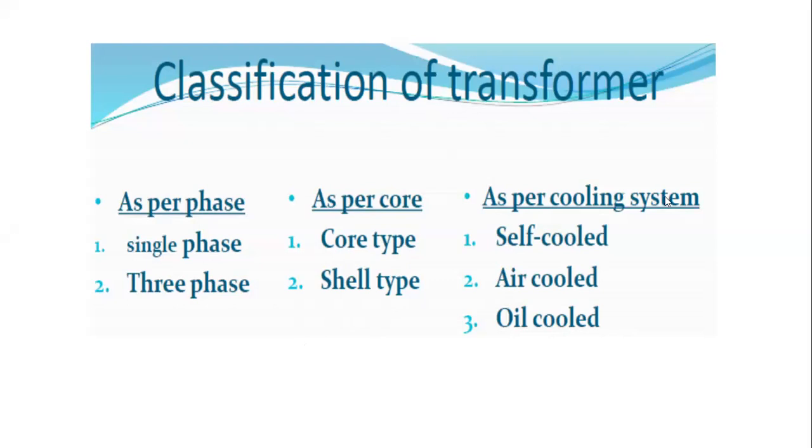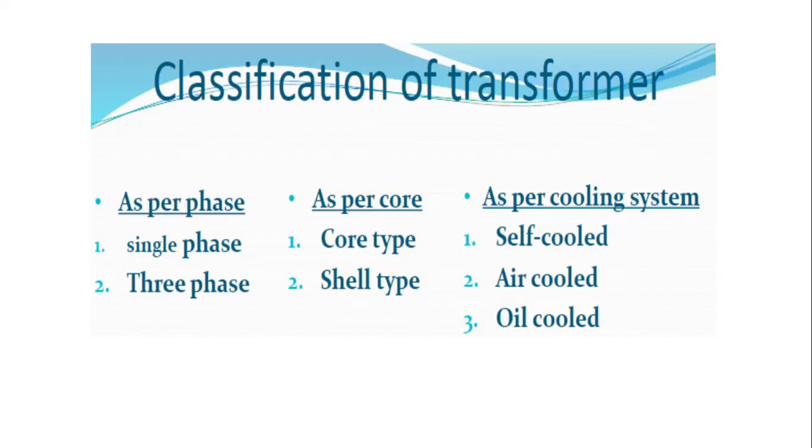Next, coming to the cooling system. In the transformer we use cooling for reducing the heat dissipation in the windings. Depending upon the cooling, the transformers are classified into three types: self-cooled, air-cooled, and oil-cooled transformers. These are the various classifications of a transformer.